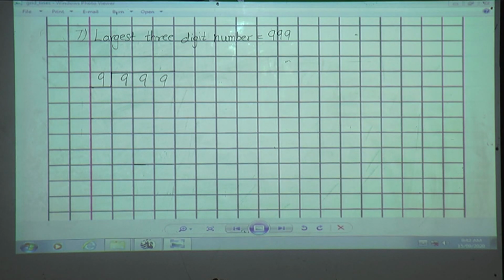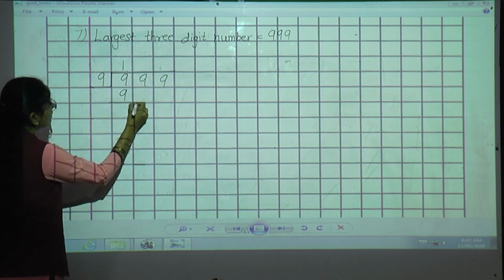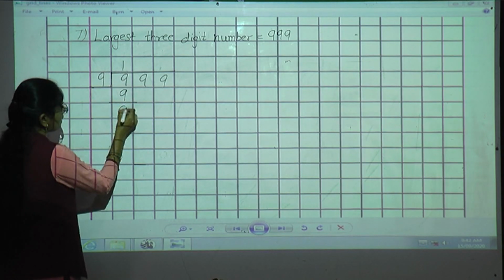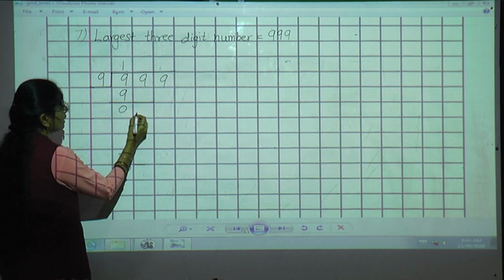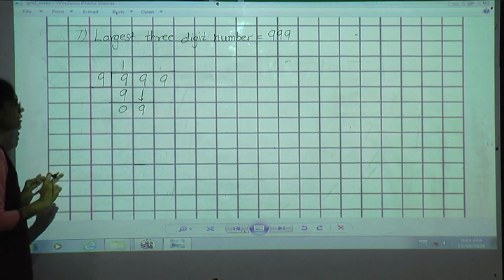It is a 3-digit number. See the first number, divide the hundreds first. At hundreds place, here 9 is there. So 9 by 9. 9 ones are 9. So write here 9. Then do the subtraction. 9 minus 9, 0. Now we'll move to the next step. In the next step, this 9 will come down. So here we have 9 again.